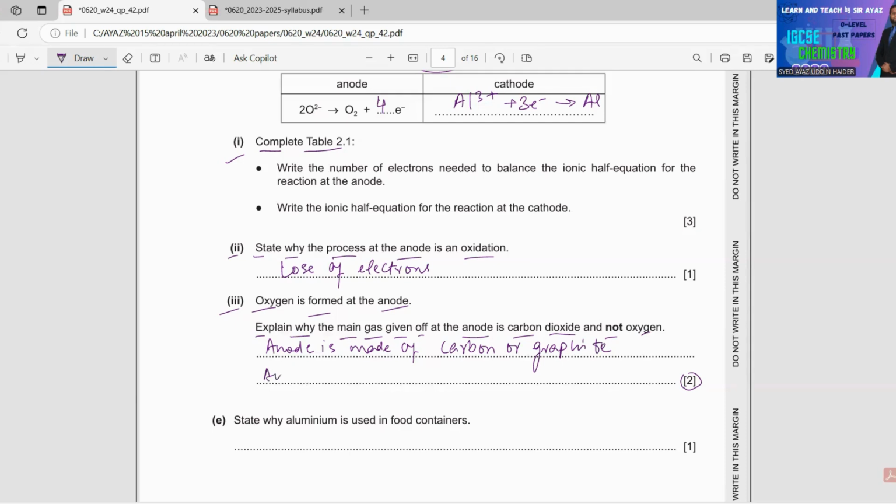So then the anode reacts with oxygen. You can even write burns or combust.